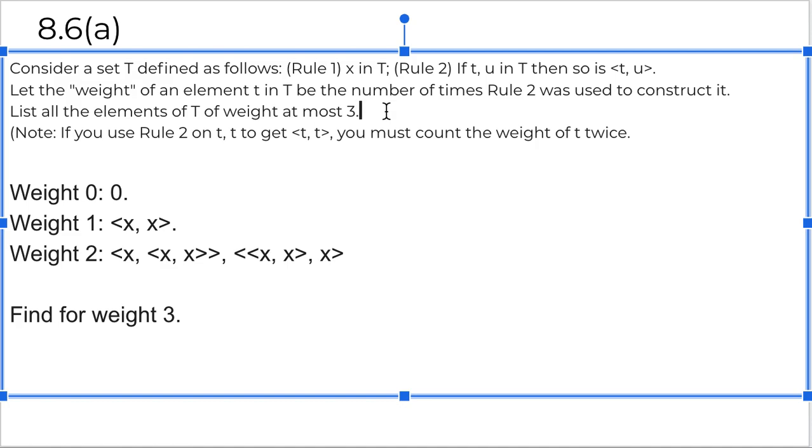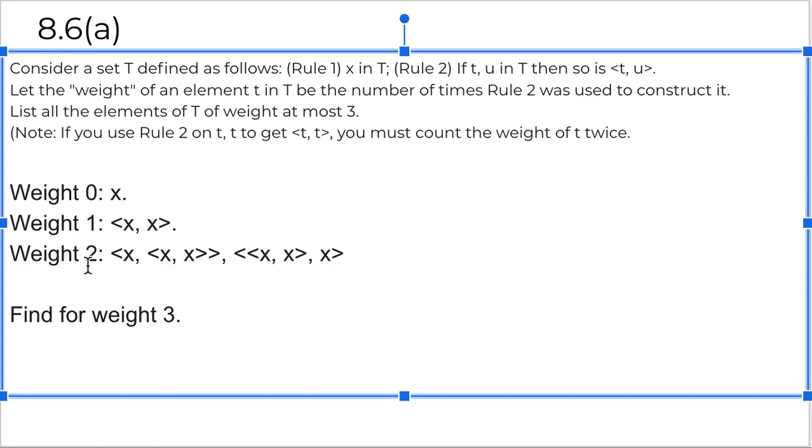I've shown the first two steps for you. The first one is X in T, right? So I'm just saying that weight 0 is actually just X. Weight 1 would become, according to rule 2, if (T, U) is in T then so is (T, U). Here just assume X is in T. We know X is in T, so either one of these elements could be T, and so (X, X) would be in T, right?